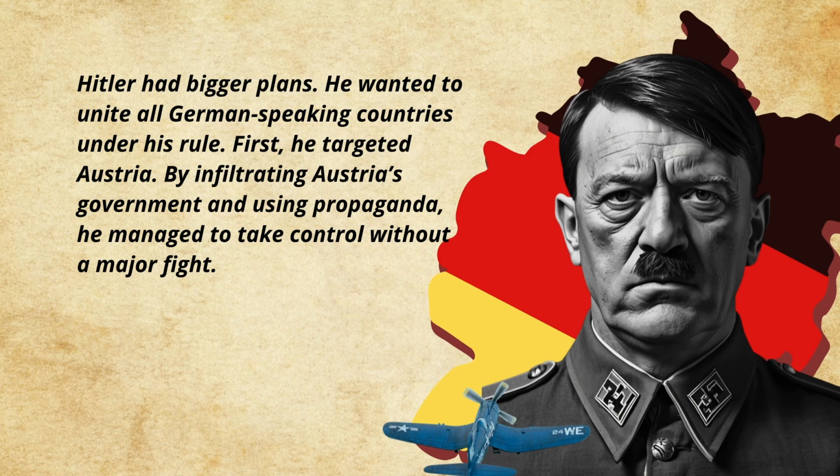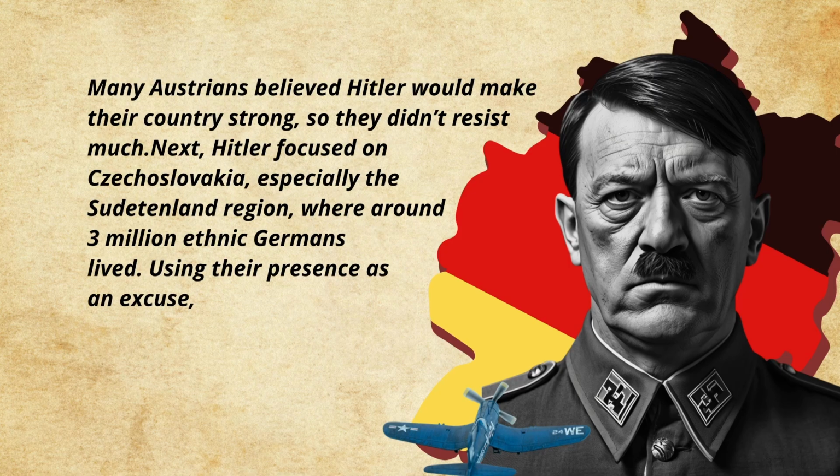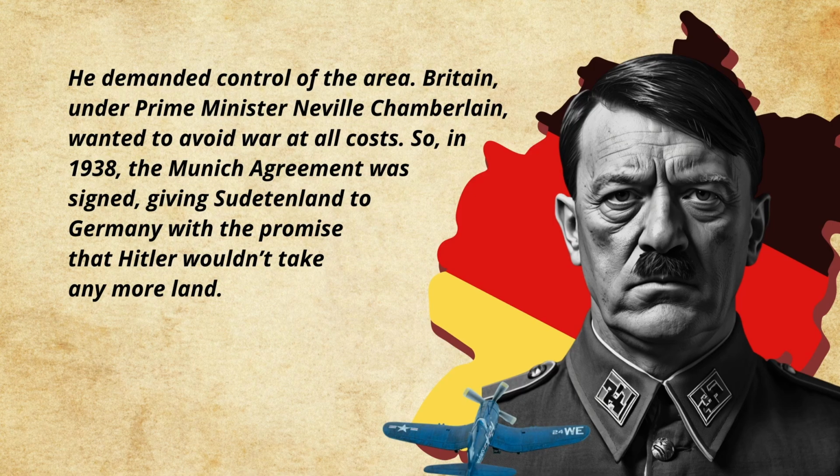He wanted to unite all German-speaking countries under his rule. First, he targeted Austria. By infiltrating Austria's government and using propaganda, he managed to take control without a major fight. Many Austrians believed Hitler would make their country strong, so they didn't resist much. Next, Hitler focused on Czechoslovakia, especially the Sudetenland region, where around 3 million ethnic Germans lived. Using their presence as an excuse, he demanded control of the area.